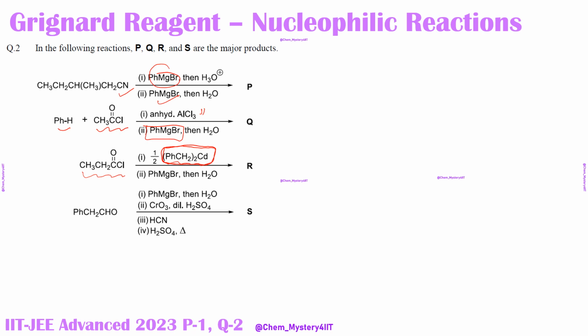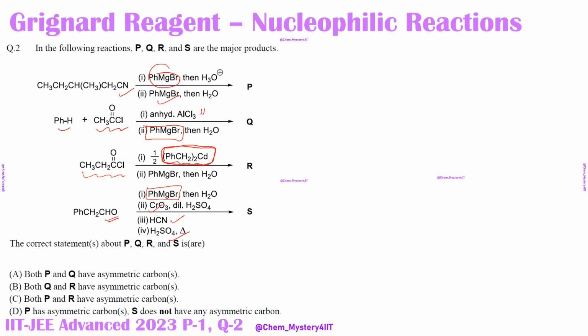The fourth reaction sequence again started from the aldehyde reacting with the Grignard reagent, then oxidation by CrO3, reaction with HCN to form cyanohydrin, and then dehydration using sulfuric acid in presence of heat. And we were asked about the products being formed, whether asymmetric carbons are present or absent. Asymmetric carbon present or not present, that was the main question. So first we'll see what products come out of these reactions, and then we'll see whether there are chiral or asymmetric carbons present or not.